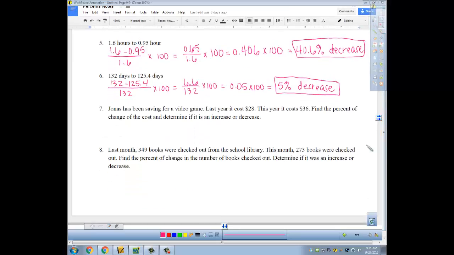So the last two are more story problem-ish. Jonas has been saving for a video game. Last year it was $28. This year is $36. I want to find the percent of change. So subtract the two numbers on top. Divide by the first number that they told you in the problem, because that was the original amount. 36 minus 28 is 8. 8 divided by 28 is about 0.286. And then when I multiply that by 100, I'm going to get about 28.6%. And it went from 28 to 36, so that was an increase.